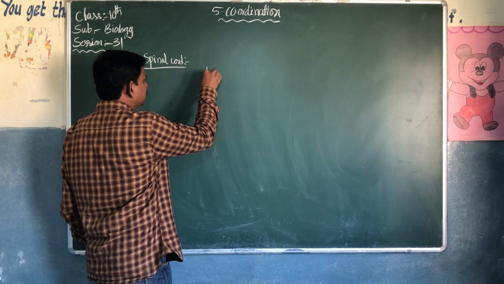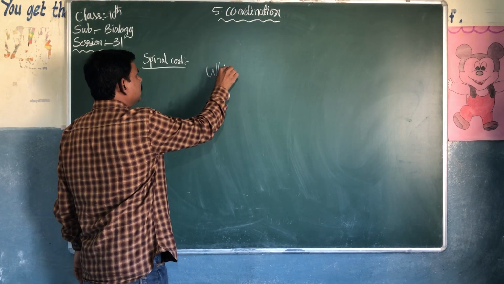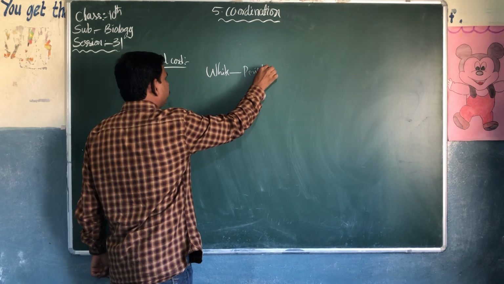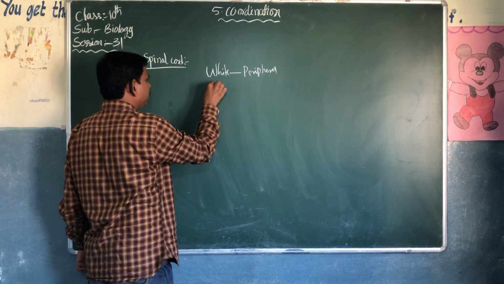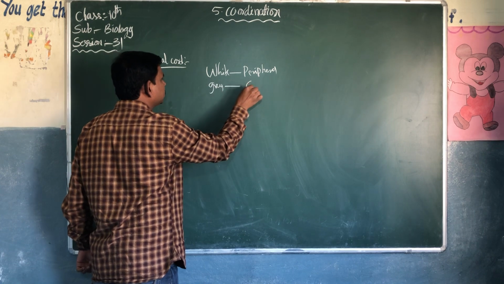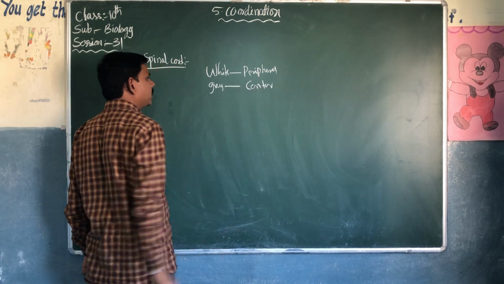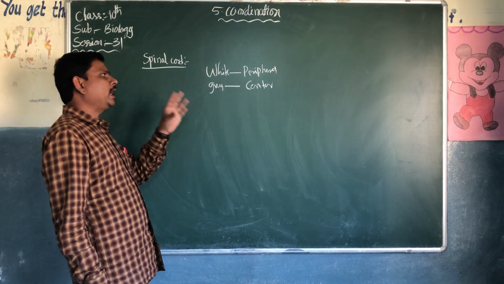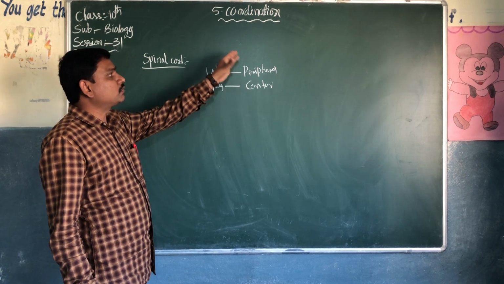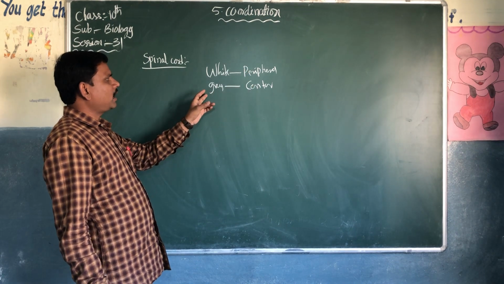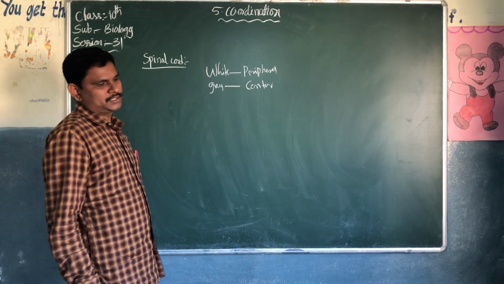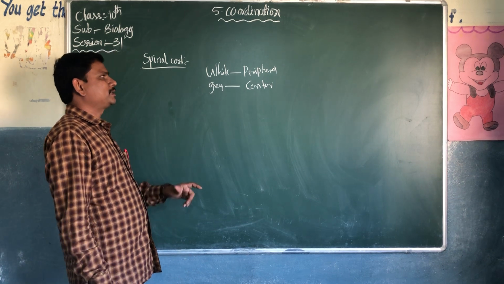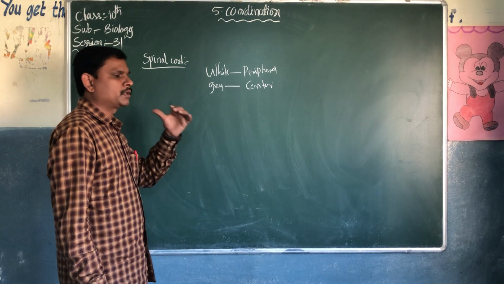In the spinal cord, white matter is present in the periphery, but the gray matter is present in the center. In the brain, white matter is present toward the center, and gray matter is present toward the periphery. This is the small difference between the white matter and gray matter present in the spinal cord and in the brain.